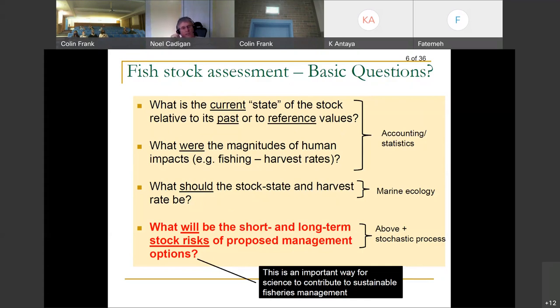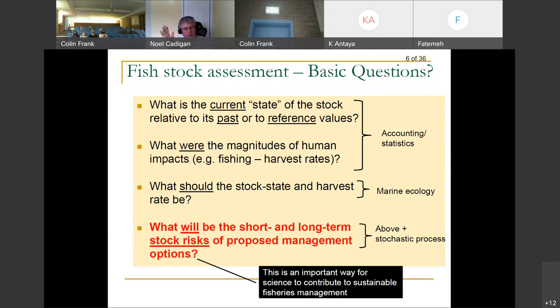But another question involves what the stock state and harvest rates should be? And that is essentially a marine ecology question. And finally, I guess what managers are really interested in is what will be, so now we're talking about the future. The third and fourth bullets are concerned with the future. So the fourth one is what will be the short and long-term stock risks of proposed management options.